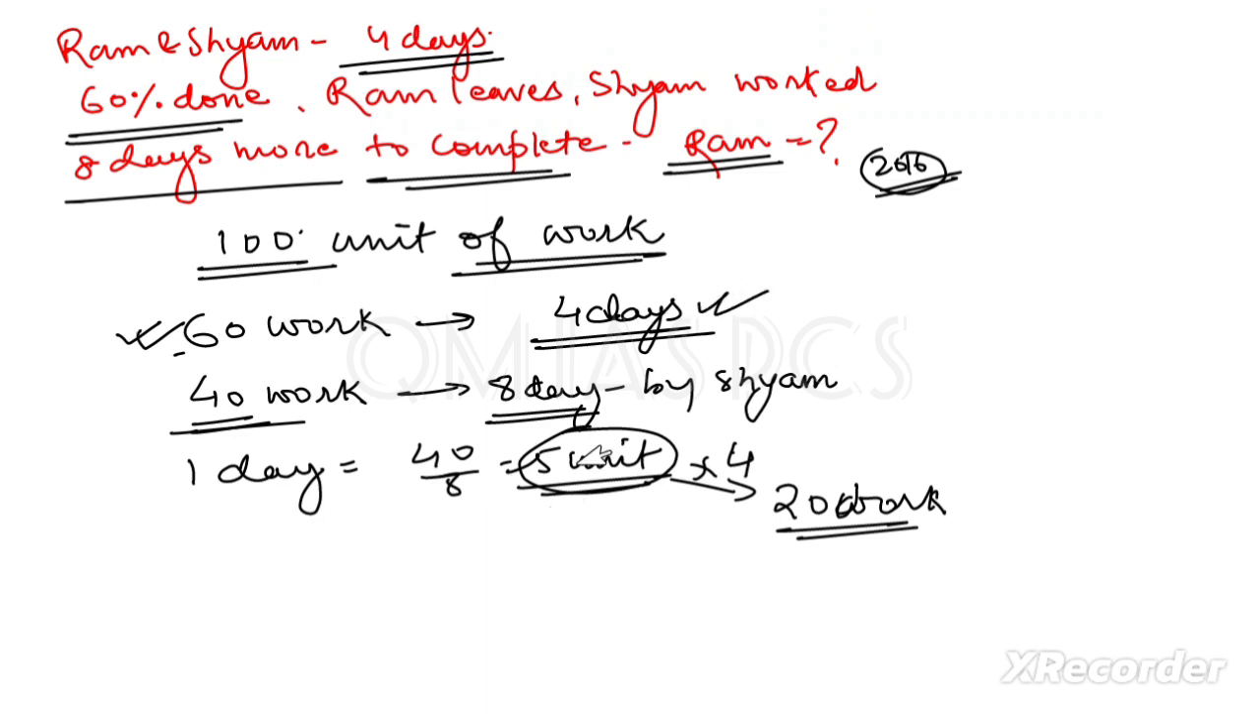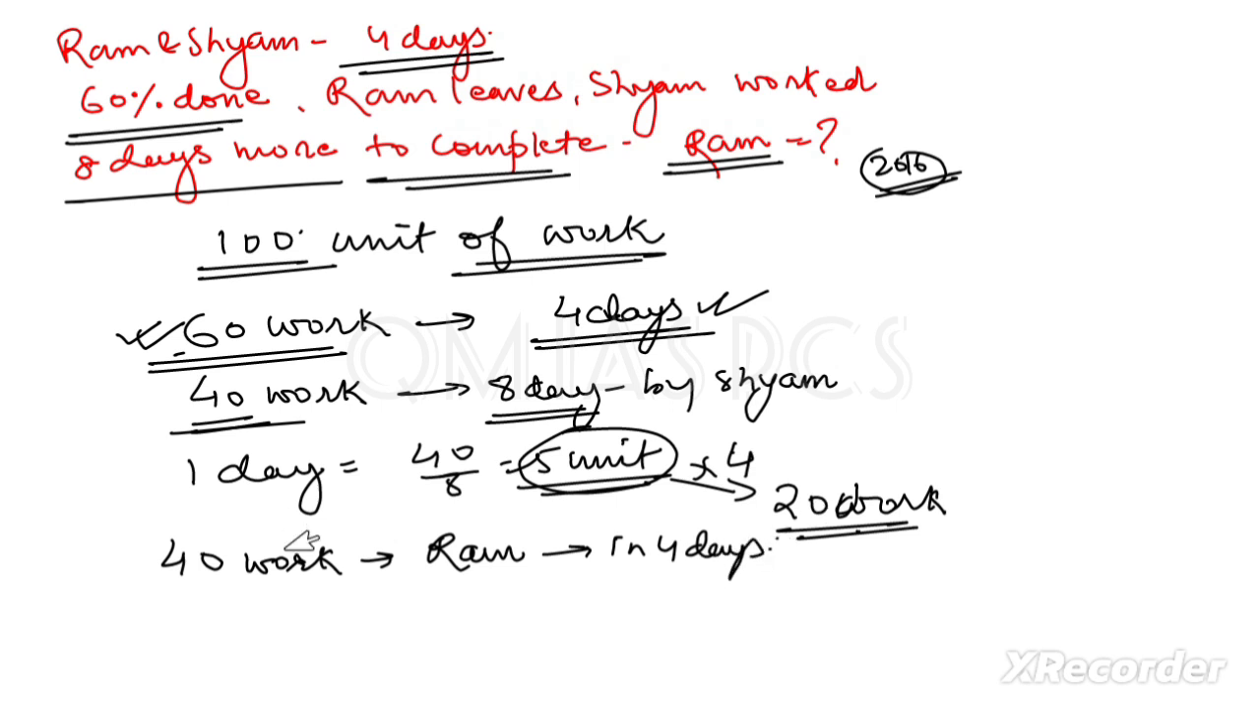So total work done by Shyam will be 20 work plus this 40 work, which is 60. So what work is done by Ram? From 60 work we have to subtract this 20 work, it will be 40 work. So 40 units of work is done by Ram in 4 days. So what is the efficiency of Ram? Ram's efficiency will be 40 by 4, that will be 10. So 10 units of work in 1 day.